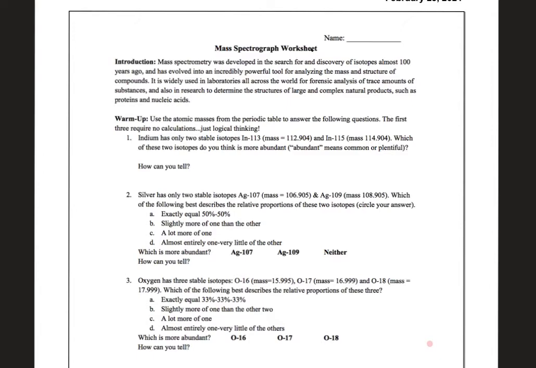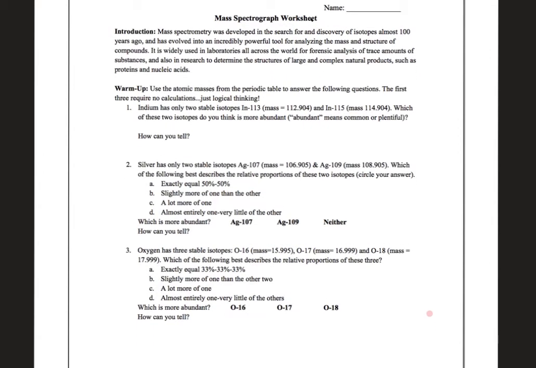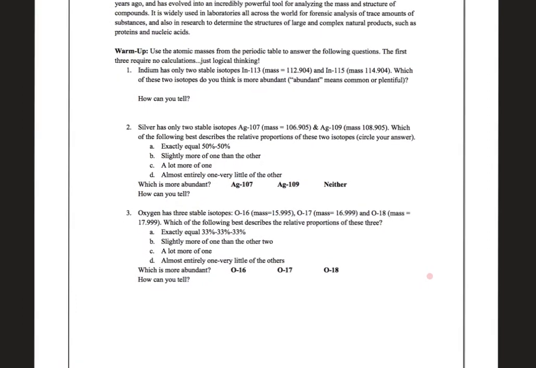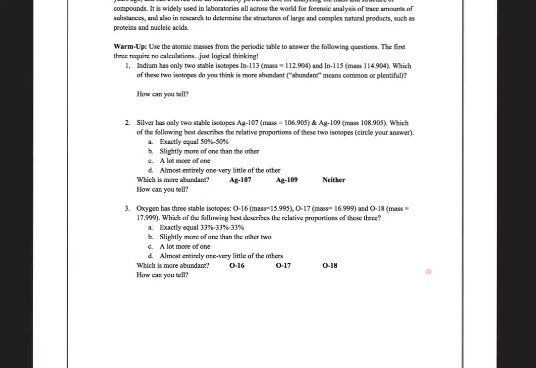It says use the atomic masses from the periodic table to answer the following questions. The first three require no calculations, just logical thinking. So no calculators, you're just going to find these elements on your periodic table, and we're going to use some common sense. Set a timer for 3 minutes, 1 minute per problem. When the timer goes off, you can resume this video, but I want you to try the warm-ups 1, 2, and 3. Set your 3-minute timer now.